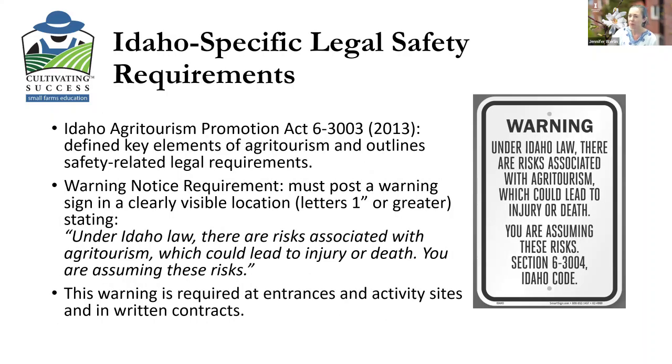And then just a real brief slide on Idaho's Agritourism Promotion Act. This was adopted in 2013, and it defines agritourism professional and inherent risks of agritourism. So these are like land conditions, animal behavior, equipment. These are all defined in legalese under this Idaho statute. And there's also one for Washington State and some of our nearby states.